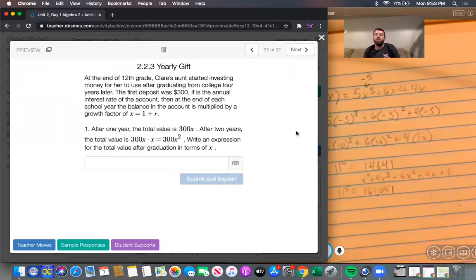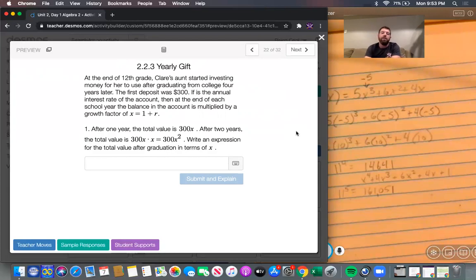All right, we're going to talk a little bit about interest here. This is a little bit of fun. At the end of 12th grade, Claire's aunt started investing money for her to use after graduation from college 4 years later. The first deposit was $300. Then each school year, the balance of the account is multiplied by the growth factor, x equals 1 plus r. After 1 year, total value is 300x. After two years, total value is that 300x times x, so you get 300x squared.